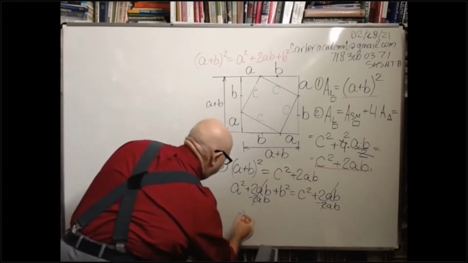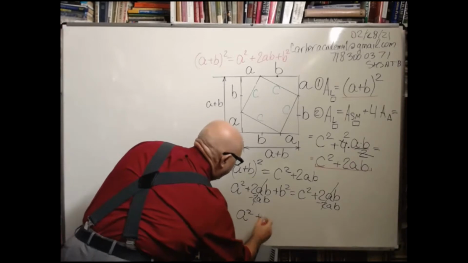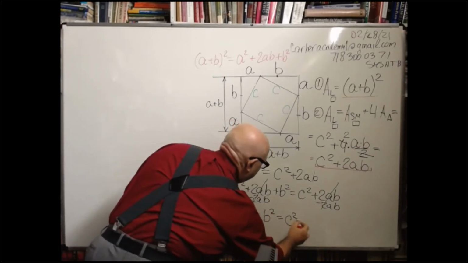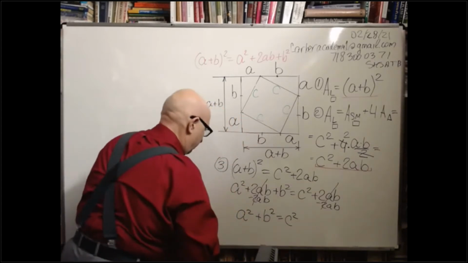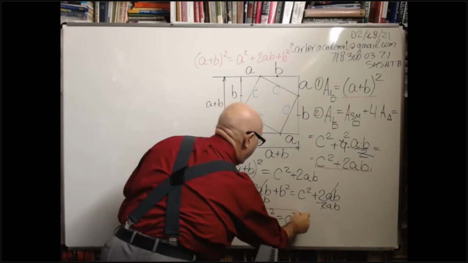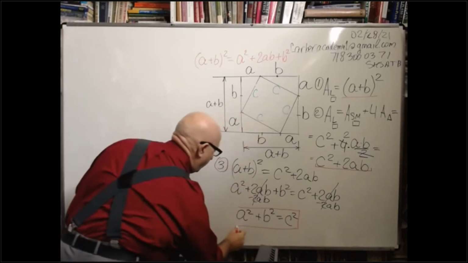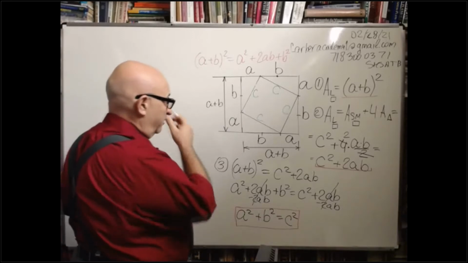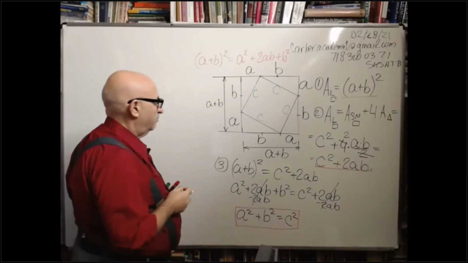a squared plus b squared equals c squared. I put it in a red frame. And let's analyze what it is.